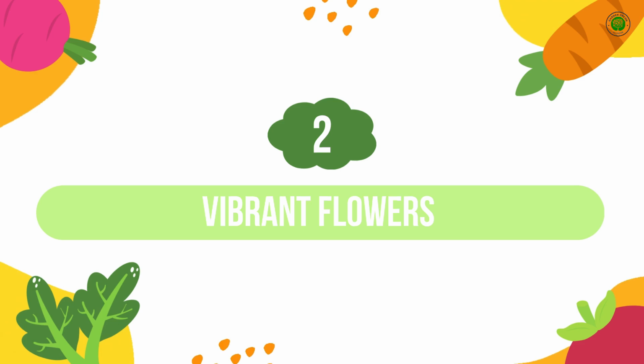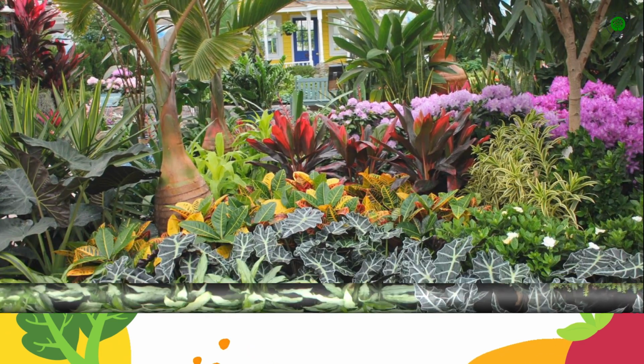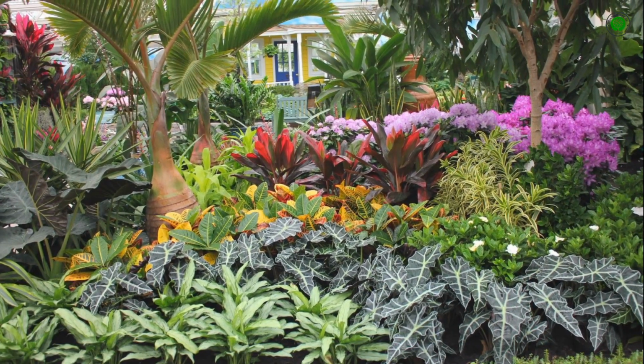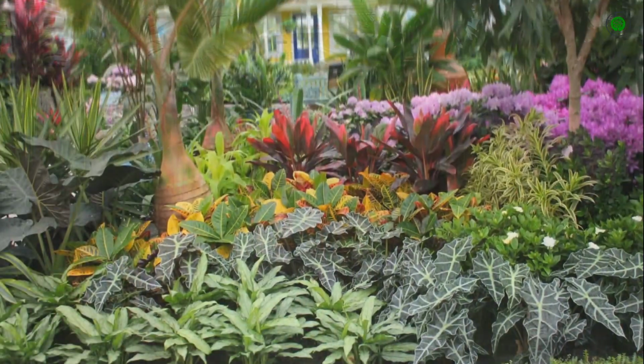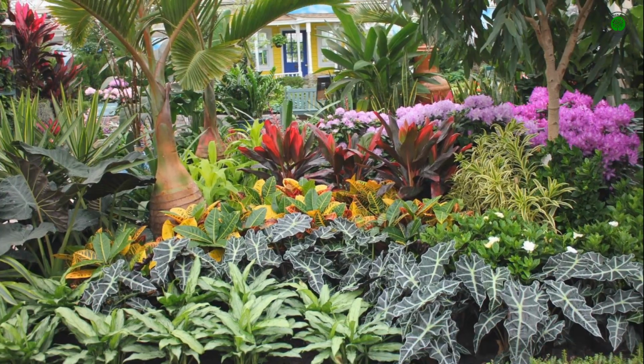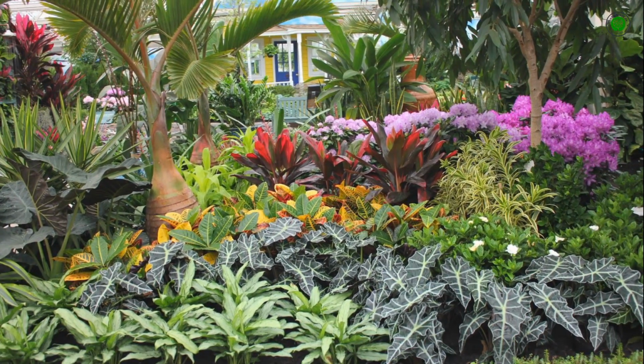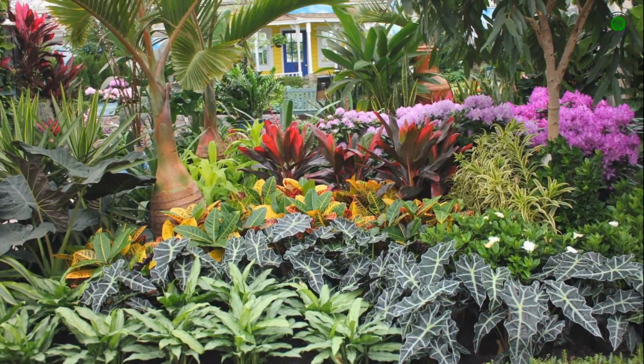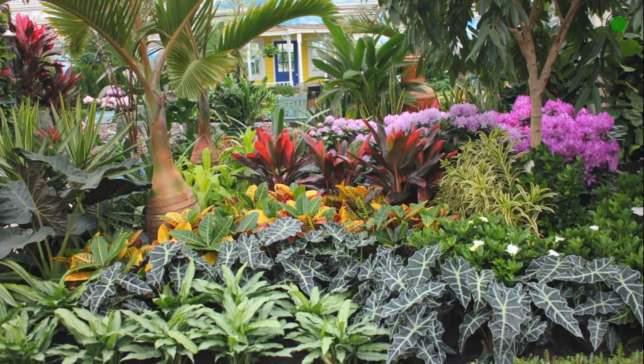2. Vibrant flowers. Hibiscus or Hibiscus rosa-sinensis, bougainvillea or Bougainvillea spp, orchids or various genera like Phalaenopsis and Dendrobium, bromeliads or various genera, ginger plants or Alpinia and Hedychium, heliconias or Heliconia spp. These introduce stunning splashes of color and attract pollinators.